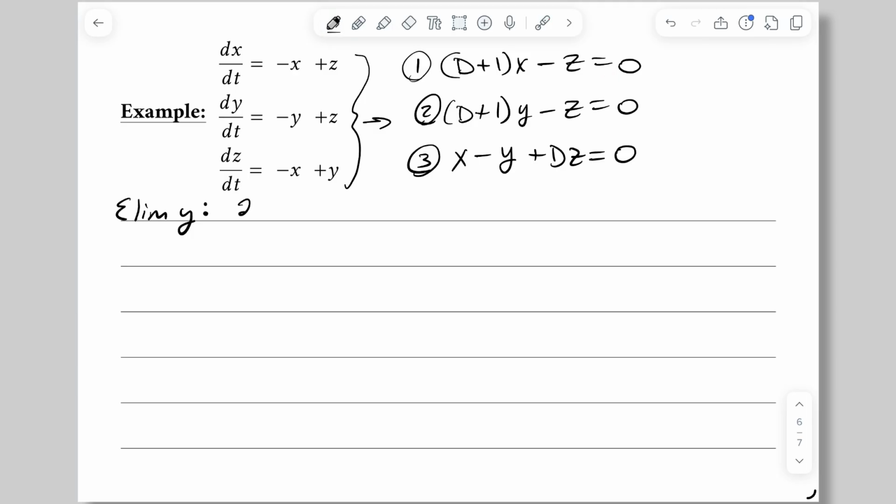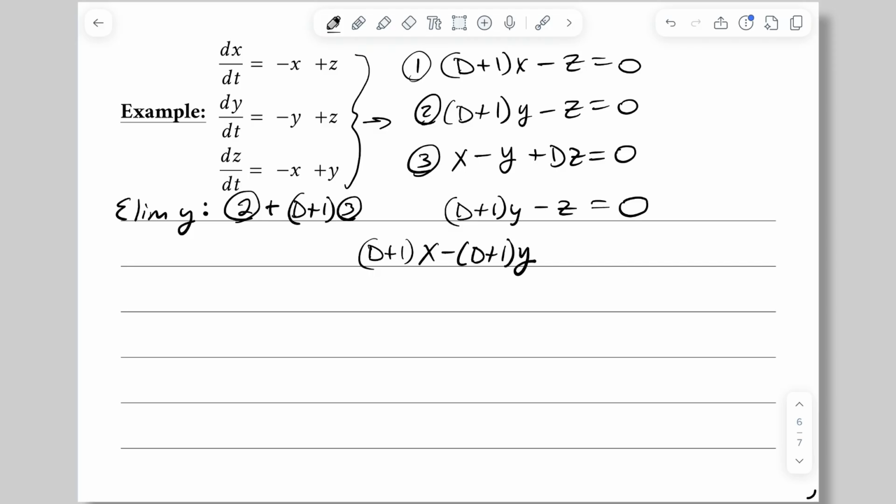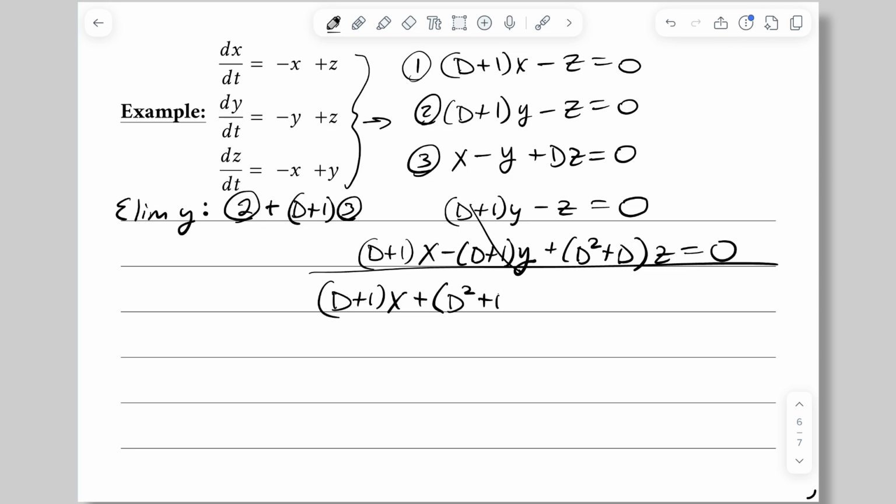In order to do that, we're going to take equation 2 and add to it (D plus 1) acting on equation 3. Equation 2 is simply (D plus 1)y minus z equal to 0. (D plus 1) acting on 3 is going to give us (D plus 1) acting on x minus (D plus 1)y, we see that'll eliminate y's, plus (D squared plus D) acting on z is equal to 0. The y's are gone, and we've got (D plus 1) acting on x plus (D squared plus D minus 1) acting on z is equal to 0. I'll call that equation 4.